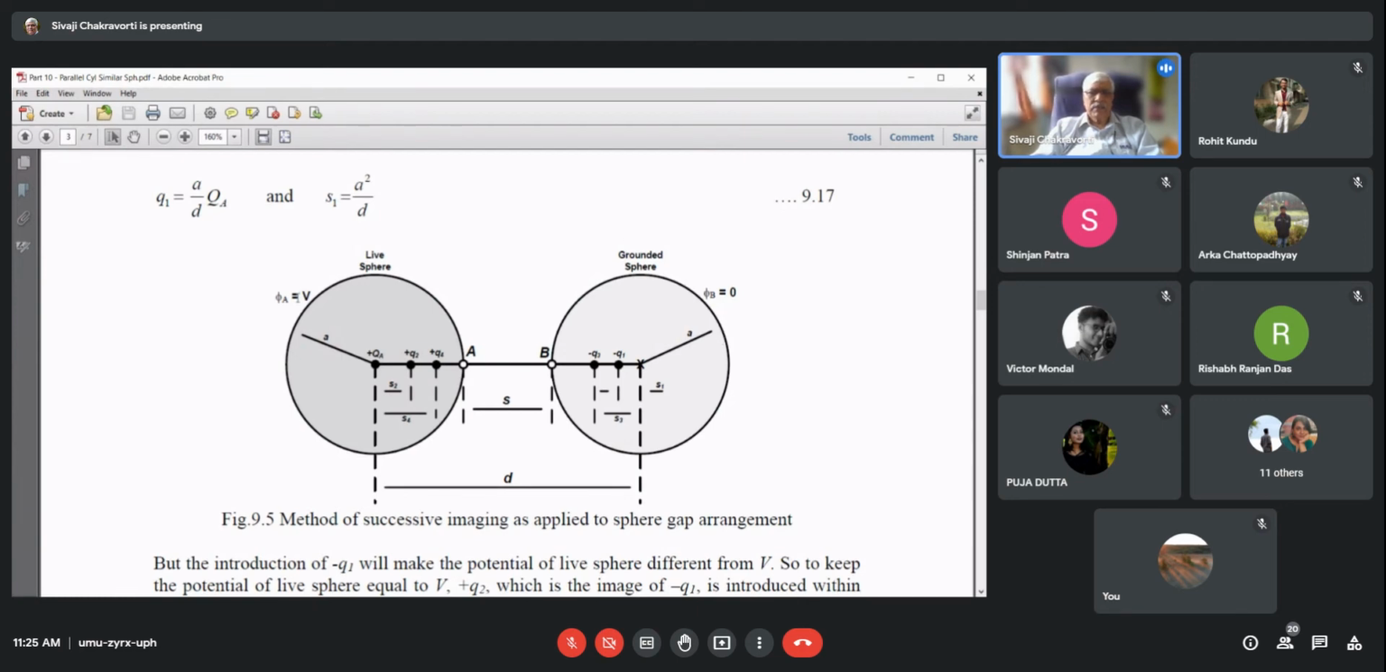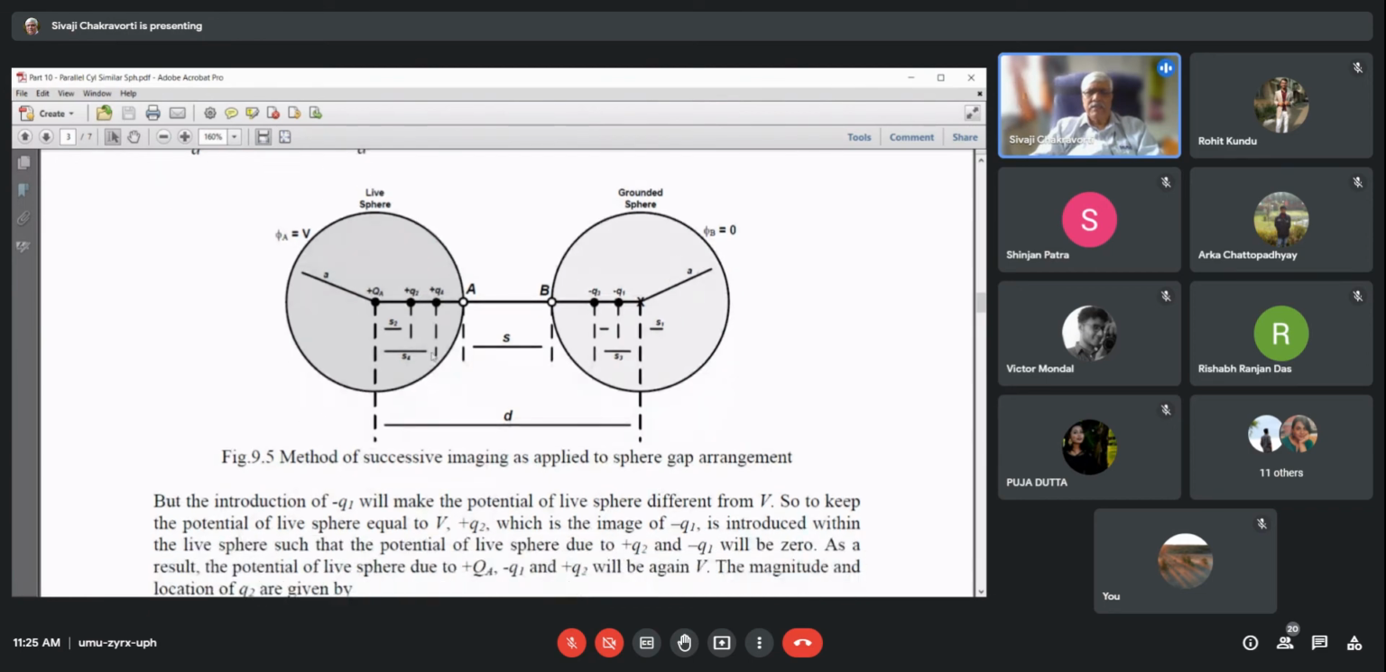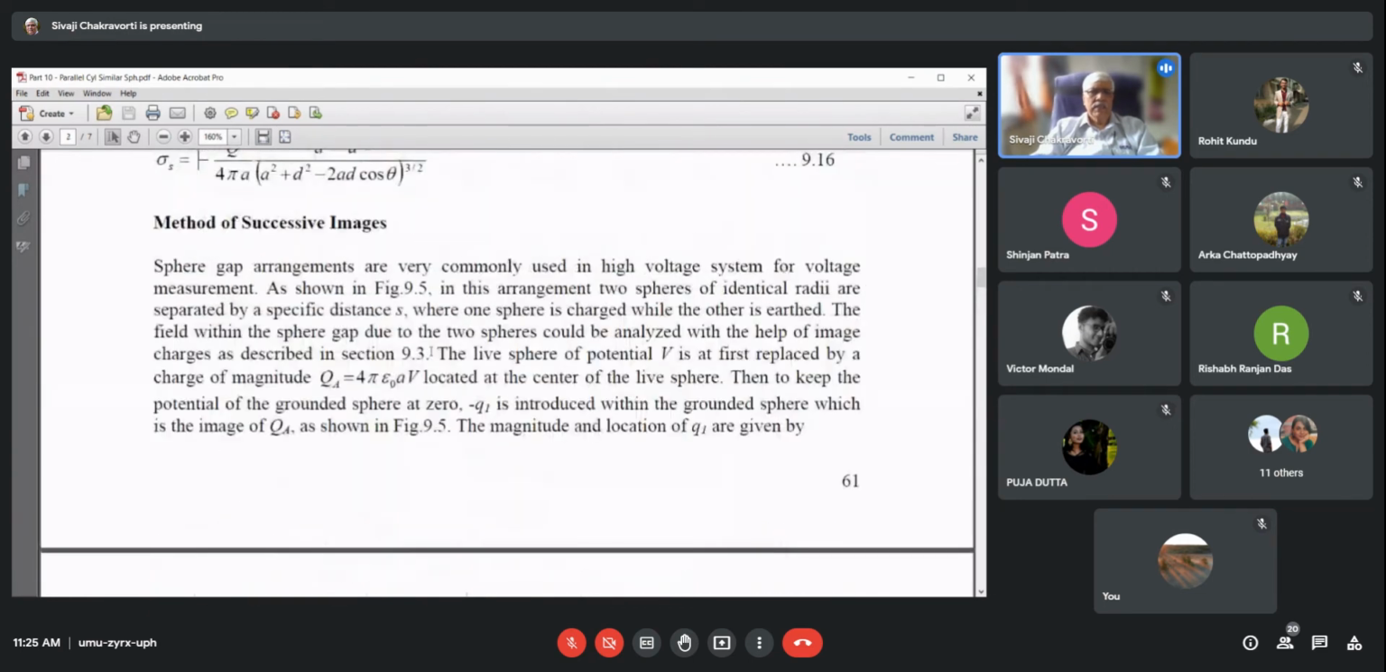But that will change the potential of the live sphere. So we need one more image of minus Q3, that is plus Q4. And hence you can see this is an infinite process, and therefore this method is known as method of successive images.